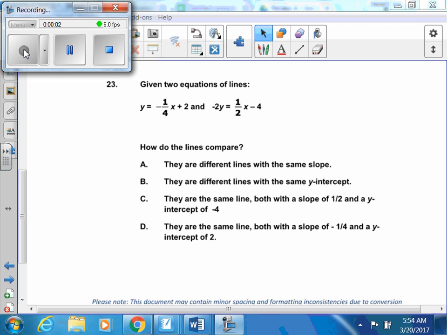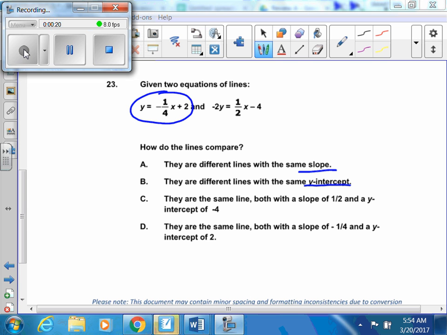All right, 23. If you're given two equations, how do they compare? So first, let's identify what we're comparing. We're comparing slopes and y-intercepts. So if that's the case, then let's go ahead and solve for y and get the slope and y-intercept.